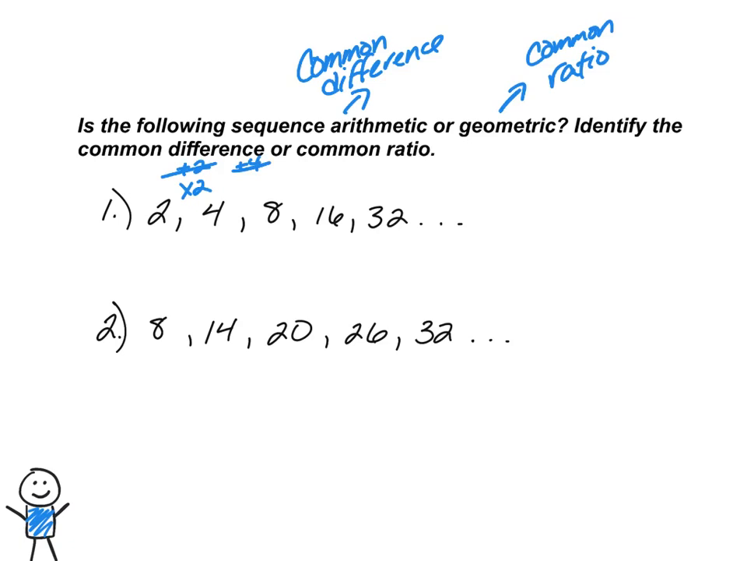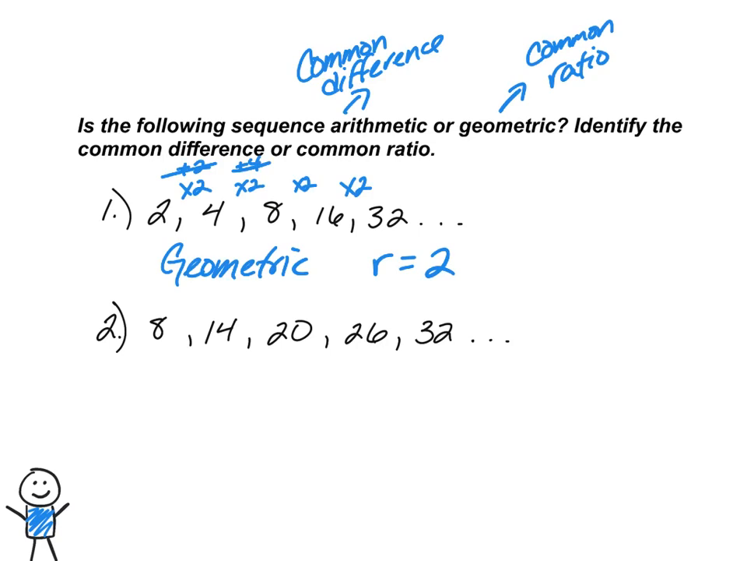So that tells me that there is no common difference. But from 4 to 8, we also multiply by 2. And then if we take 8 and multiply it by 2 again, we get 16. Times 2 again would be 32. So that tells me that this one is a geometric sequence, and the common ratio is 2. We are multiplying by 2 each step of the way.